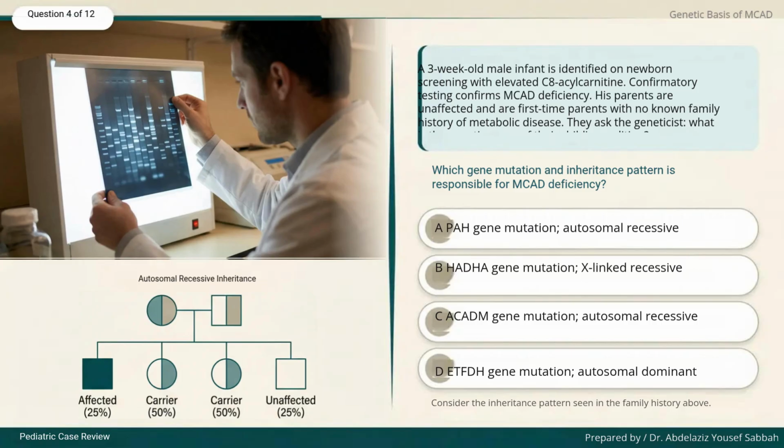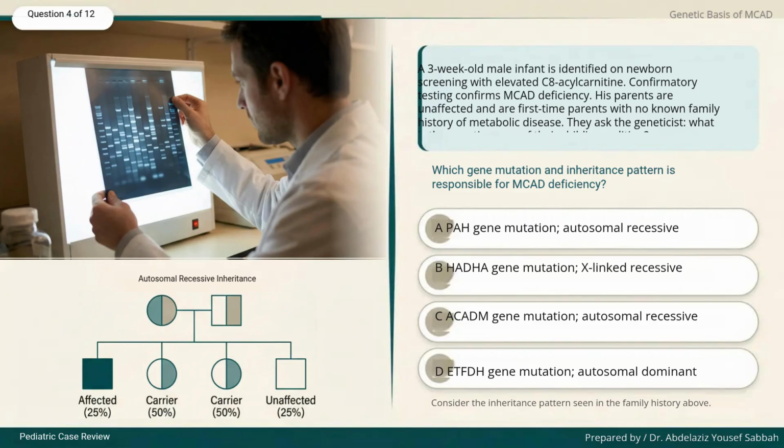Option A, phenylalanine hydroxylase gene mutation, autosomal recessive. Option B, hydroxyacyl-coenzyme A dehydrogenase alpha gene mutation, X-linked recessive. Option C, acyl-coenzyme A dehydrogenase medium chain gene mutation, autosomal recessive.